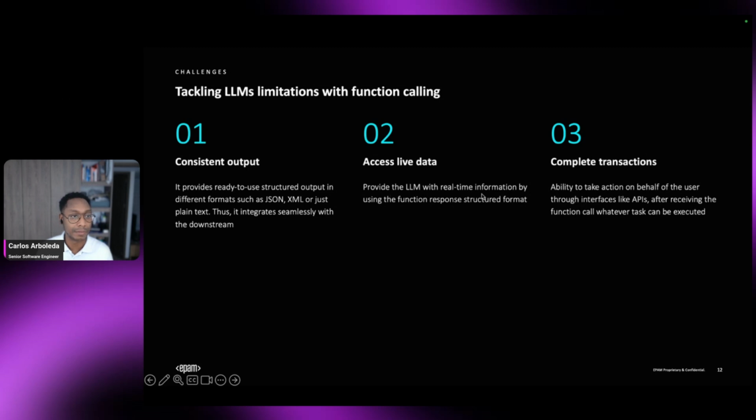Then about access to data. Now by using function calling we can access real-time information, using the function responses that are in a structured format. So we can integrate with APIs or everything that we need. And we also can complete transactions. The LLM can complete transactions. So now we have the ability to take action on behalf of the user through interfaces like APIs, and we can do this after receiving the function call, wherever the task can be executed.